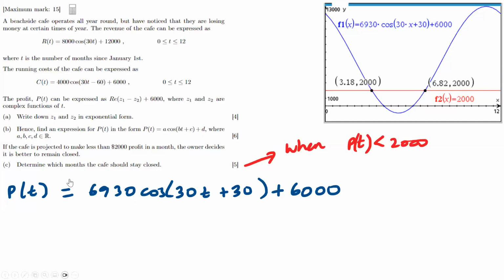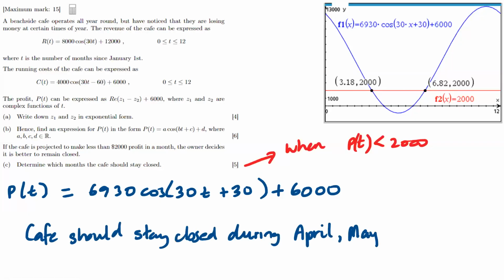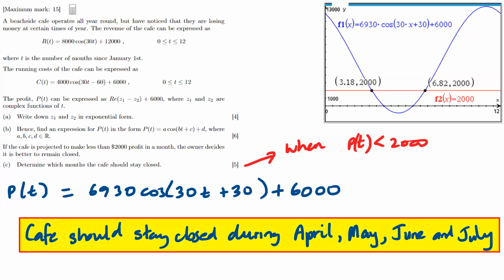So the question I asked, determine which months the cafe should stay closed. It didn't say the dates, it just said the months. So our recommendation based on this would be the cafe should stay closed for April, May, June, and July. So just noting here, this would be our answer in context to that question: the cafe should stay closed during April, May, June, and July. Okay, so that's the end of that question.